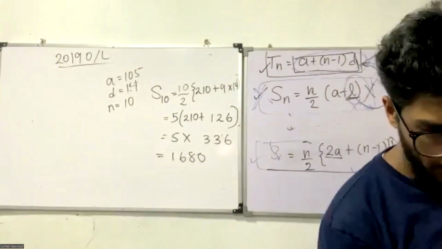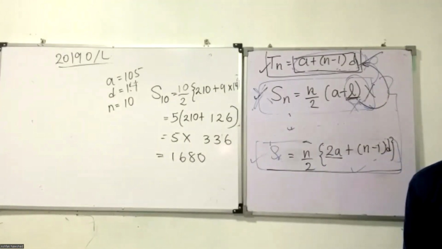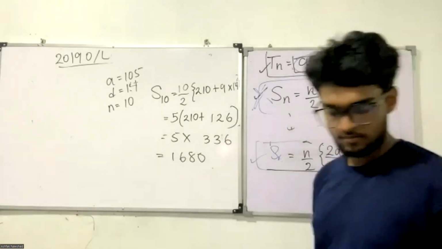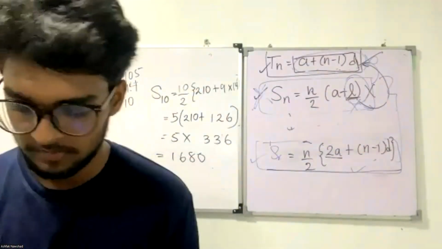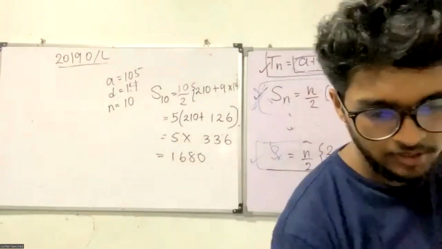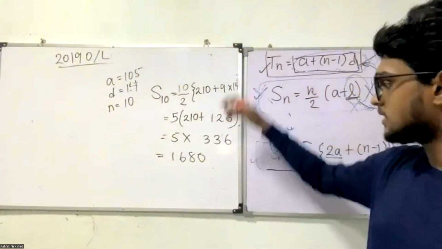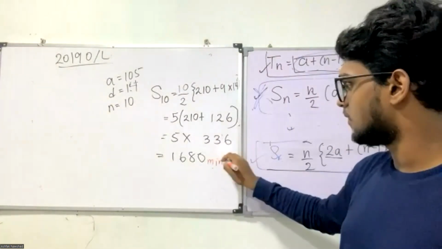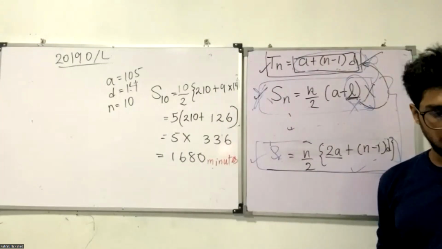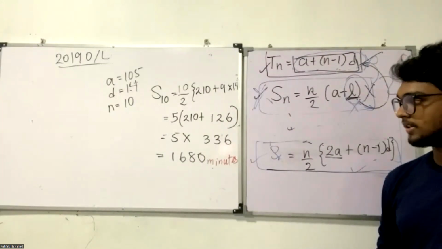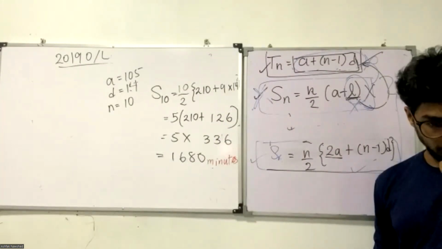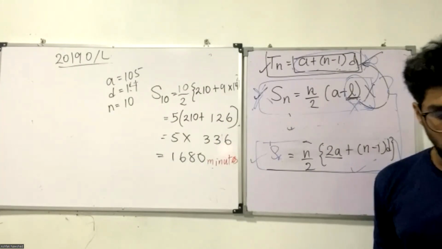Yes, exactly. Yes, 1680. Is this clear? The answer isn't complete yet. The sum, the question is about minutes. The 1680 minutes. The total time she spends is 1680 minutes. Let me know if this is clear.